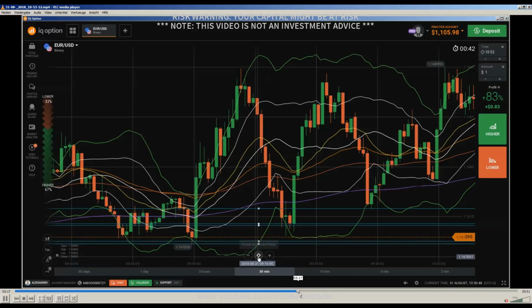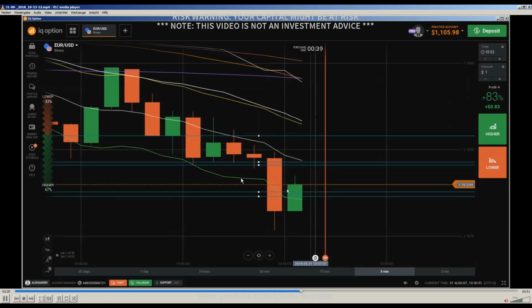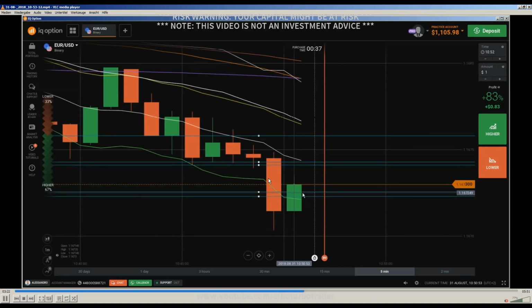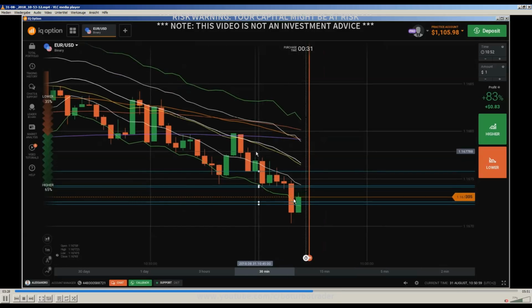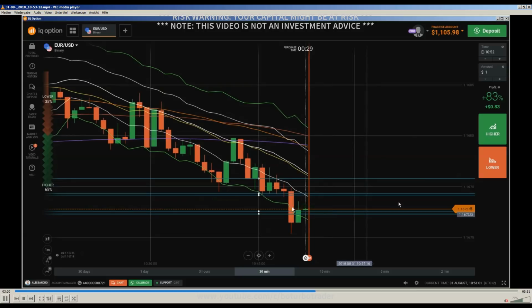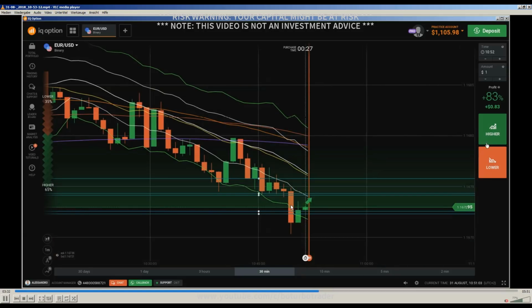So let me do a little bit more because I'm drawing here. You see the half level of this candle is acting like a support and resistance level. This is the reason why this candle is closing close to this. And in the end it retraces back, and you get for sure out of the money.